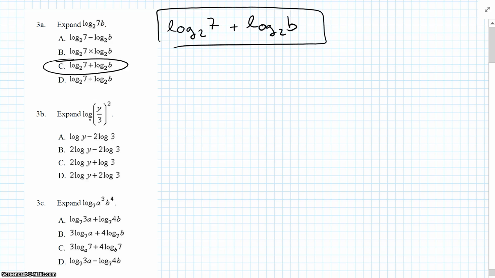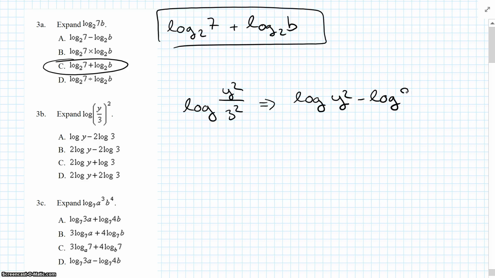All right. Expand log of y over 3 squared. So I'm going to rewrite it like this first: log of y squared over 3 squared. So I can rewrite this as log of y squared minus log of 3 squared, which is what? 9. Okay. And then I can expand it as 2 log of y minus log of 9, or you could say 2 log 3.